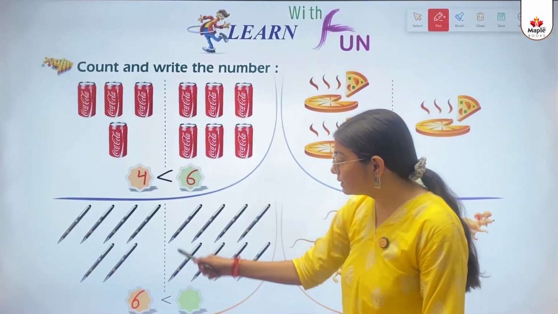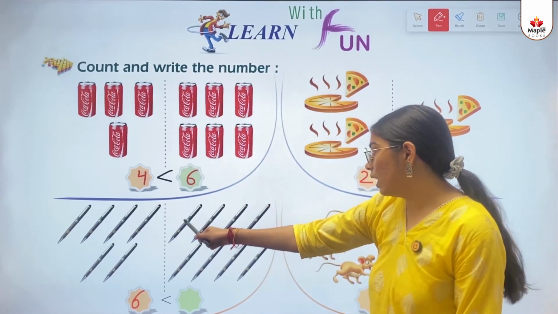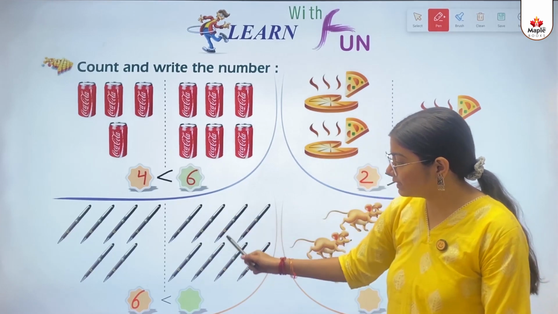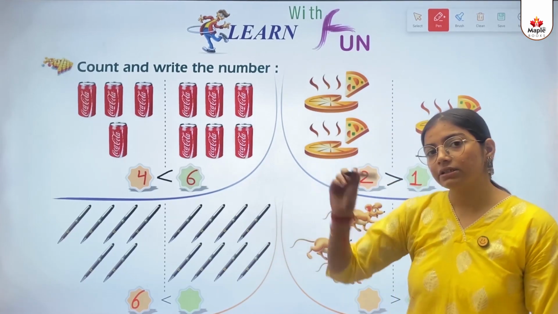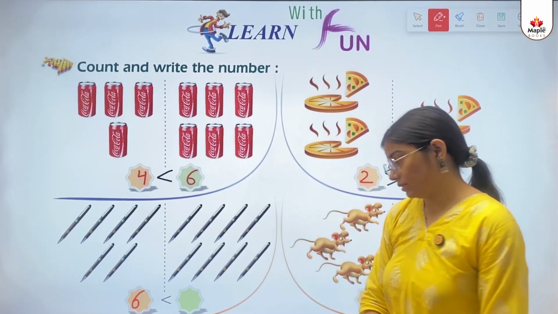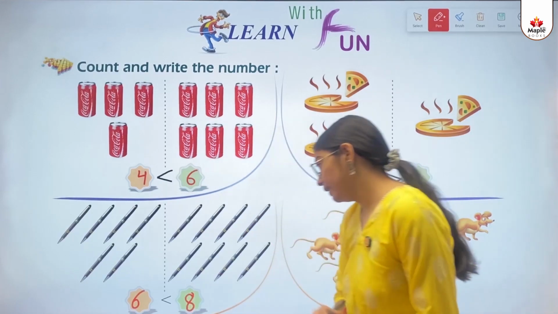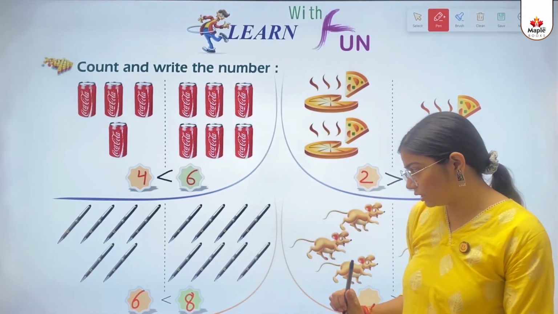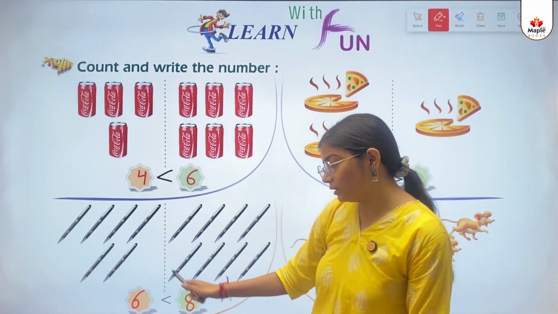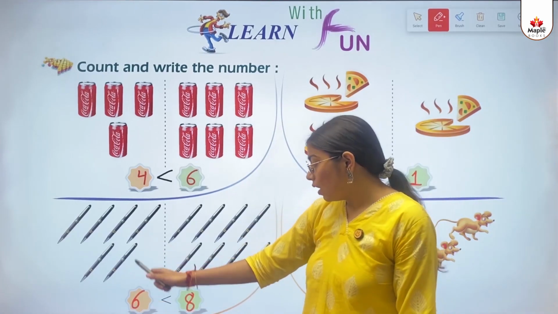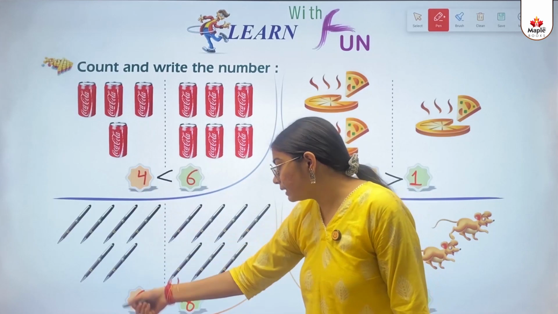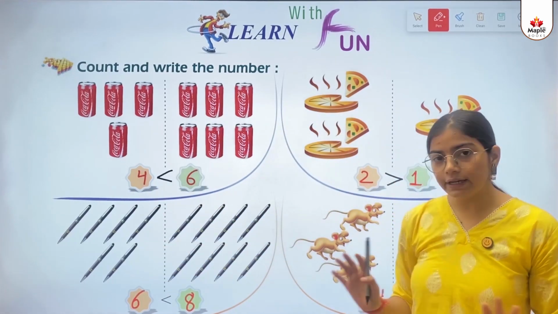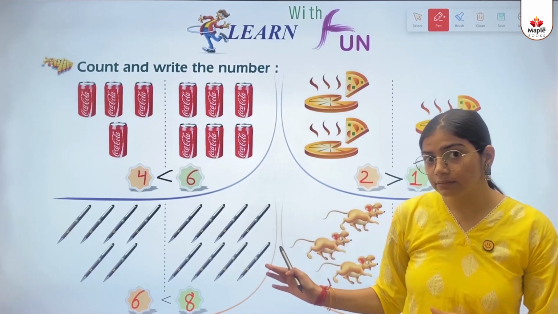Then, on the other side, we will count 1, 2, 3, 4, 5, 6, 7, 8. There are 8 pens. So, we will write here 8. As we can observe from the question, 8 is greater than 6, or we can say that 6 is less than 8. Got it, kids? Is this clear?